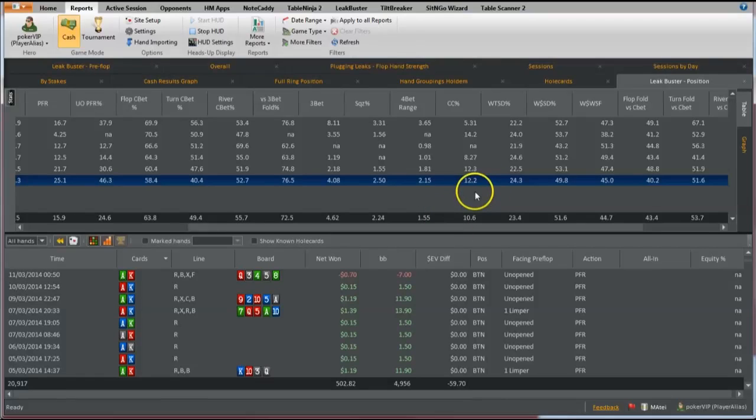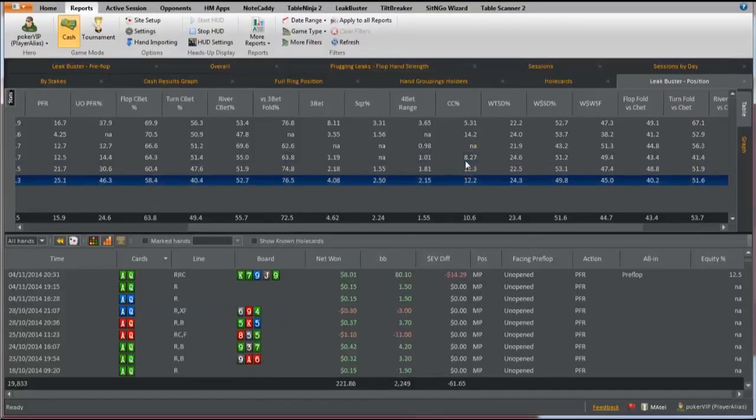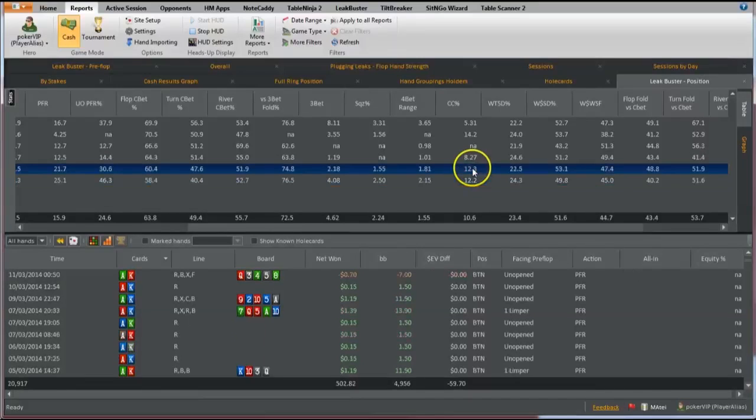Generally speaking, in terms of position, we should find the later our position, the more we can cold call. So MP cold call should be the lowest, probably somewhere between 6 or 7. Whereas cutoff cold call can be higher than this, maybe 8 or 9%, and button cold call can be the highest, maybe 10%, maybe even higher.